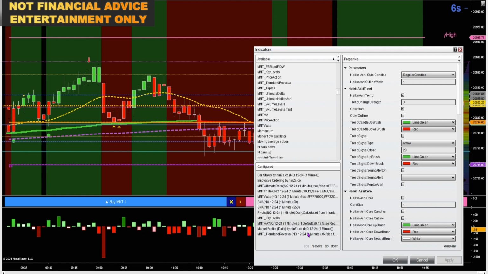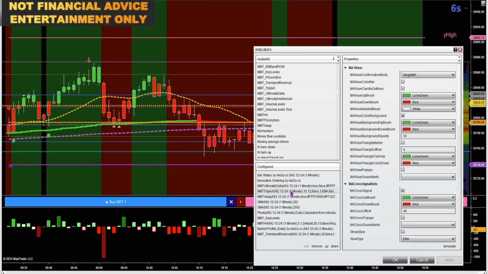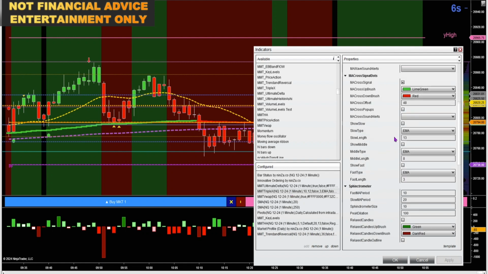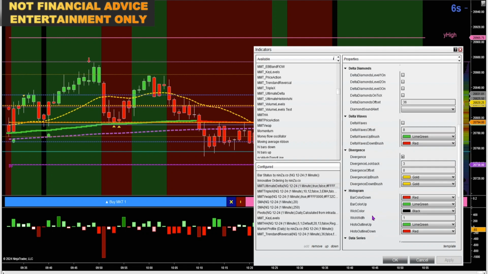I also have the trend and reversal indicator on here. Forgot about that. I've got it printing just the reversals. I've got a look back period of 6, overbought, oversold of 60 and 40. The XXX settings, these are the default settings. The triple EMA and the MA wave is in single moving average mode. It's painting the background. On the delta, I've got the delta divergence set at a look back period of 3.